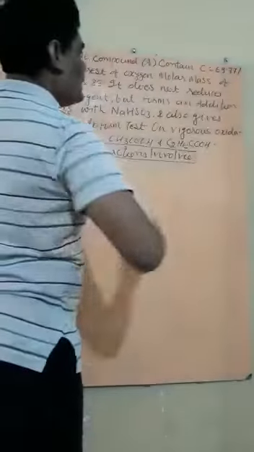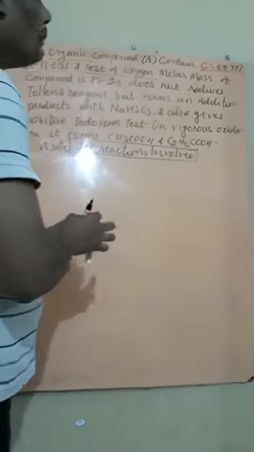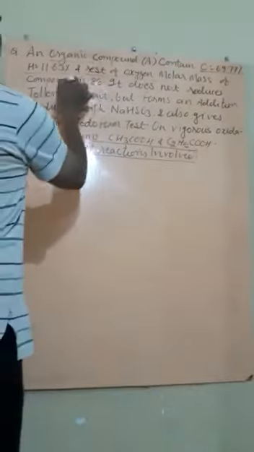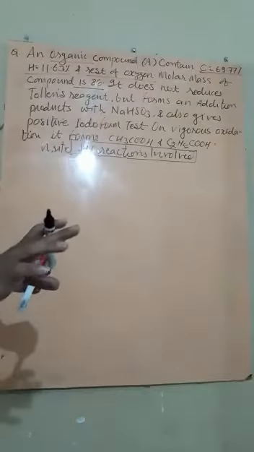Here the molecular formula of the compound is not given directly, but the percentage composition of carbon and hydrogen of the organic compound is given, and oxygen is also there. That means, with the help of the percentage composition of the components and the molar mass of the compound, we have to find first the empirical formula and then the molecular formula.